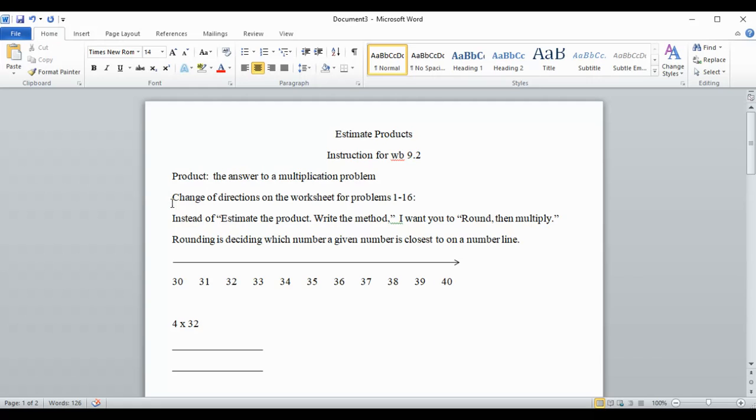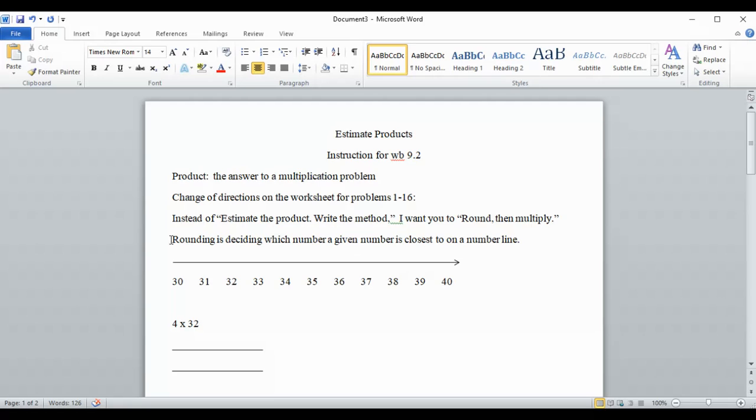And the second thing is I'm going to change the directions a little bit on the workbook page. So the directions say estimate the product, write the method. But instead of doing that, I want you to round, then multiply, which is basically the same thing. Although we're going to use one standard method, the method of rounding. And I just think my directions are clearer.